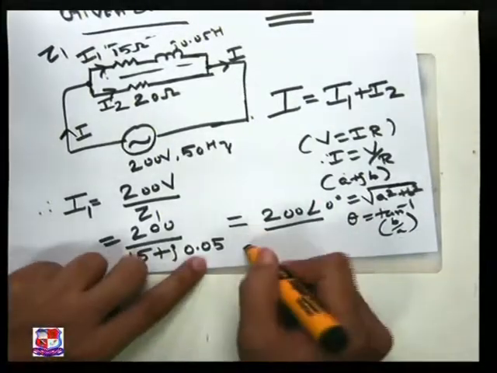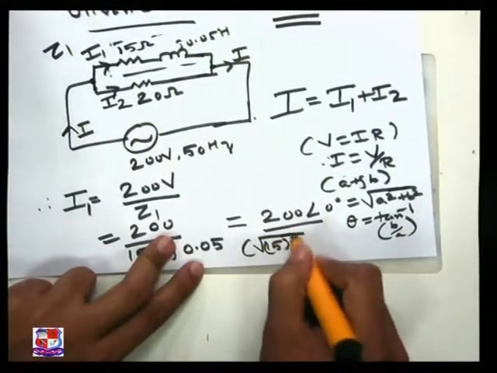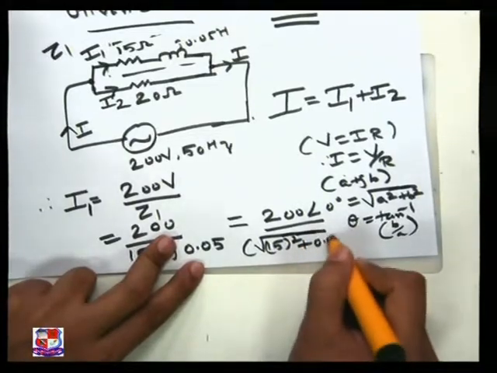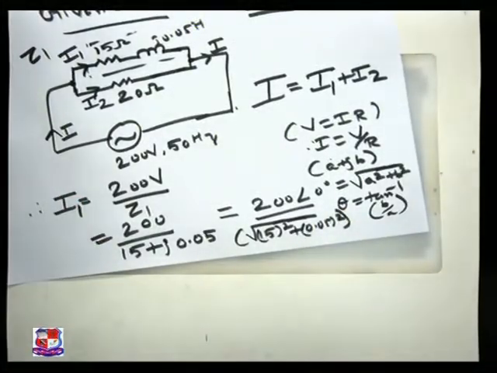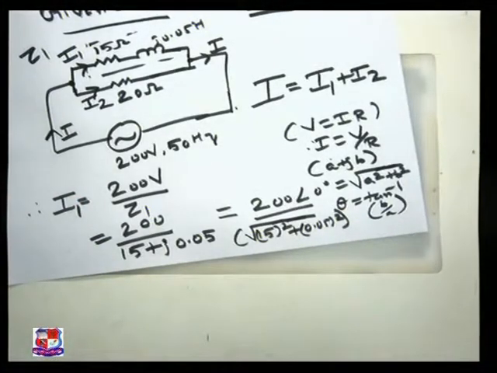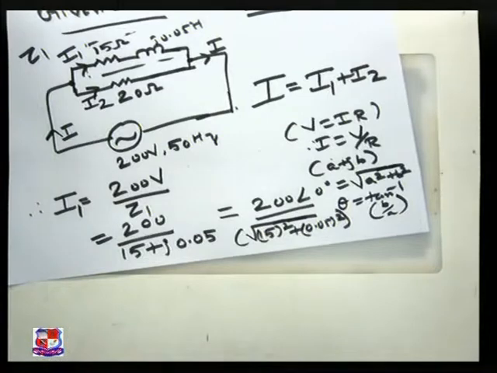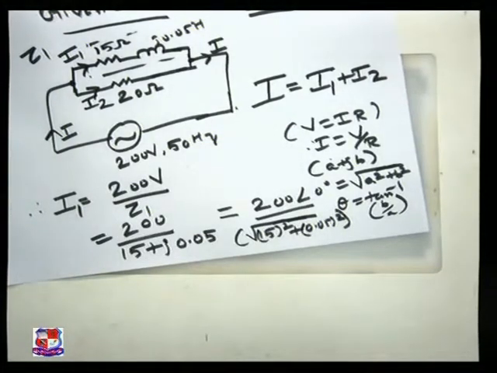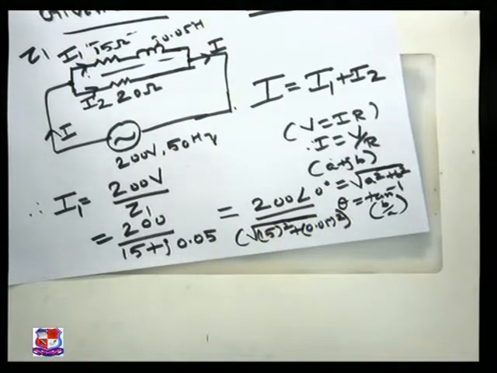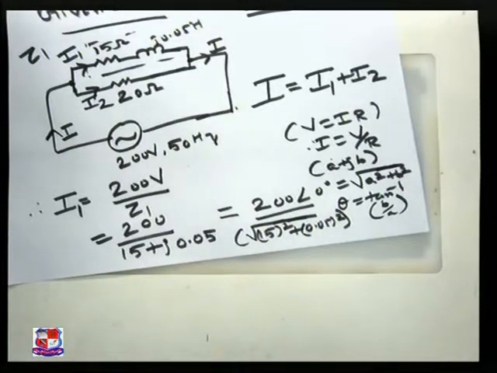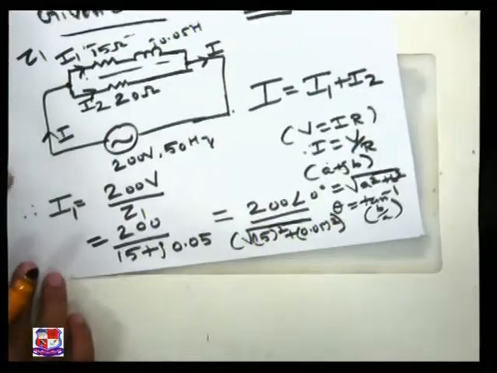So the magnitude will be under root 15 square plus 0.05 square. Right. So this will be the magnitude. So what is the value of that? 15 square plus 0.05 square. Right. So it will be 225.0025. Again we have to take the under root of that, so it will be 15.001.